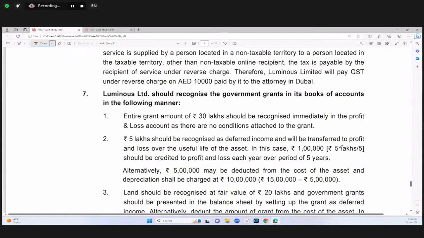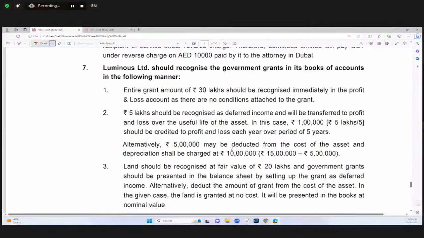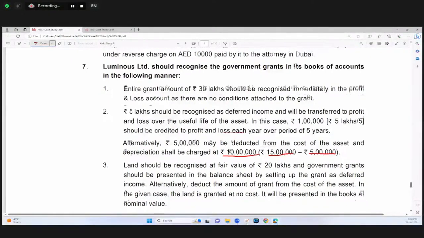And the second method for this particular grant is to reduce the cost of the asset. Your cost of the asset was 15 lakhs, and out of that 15 lakh, 5 lakh was reduced, and our net cost of the asset which will appear in the balance sheet will be 10 lakh less depreciation. So depreciation will be on the reduced cost of the asset, and reduced cost will be cost less government grant.